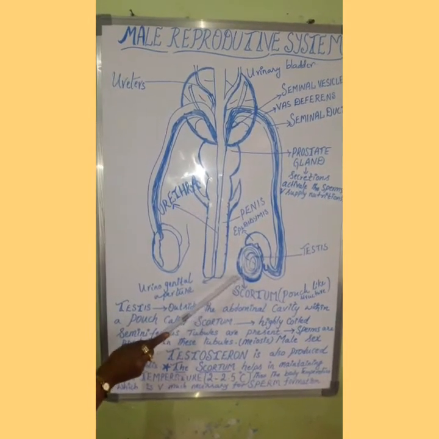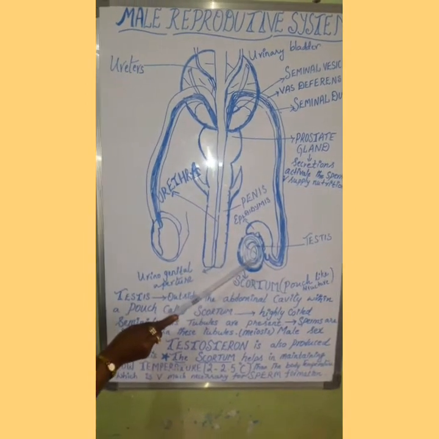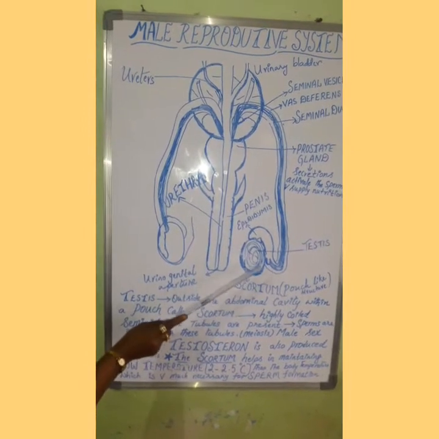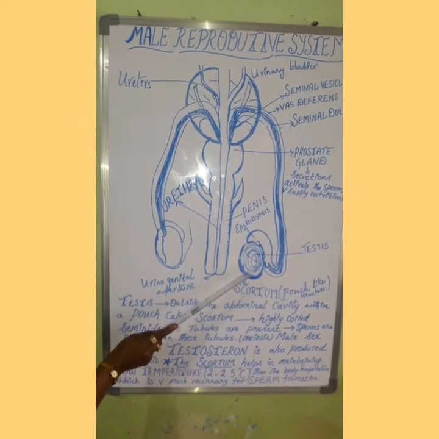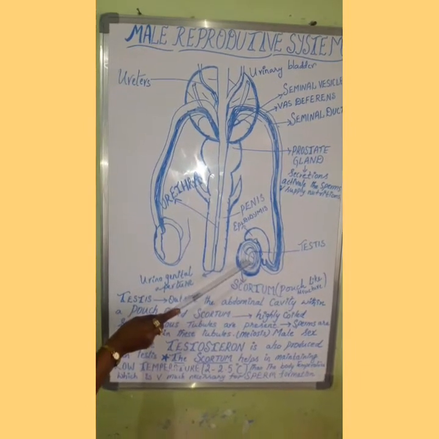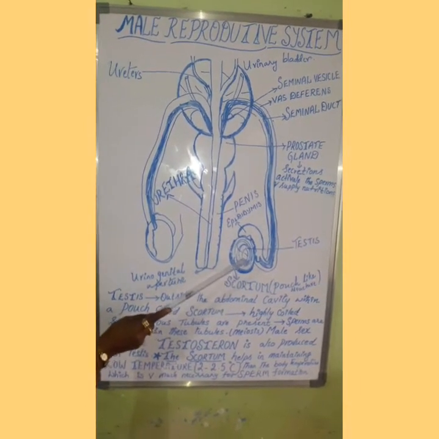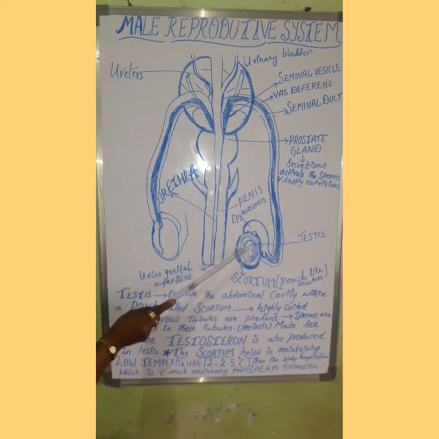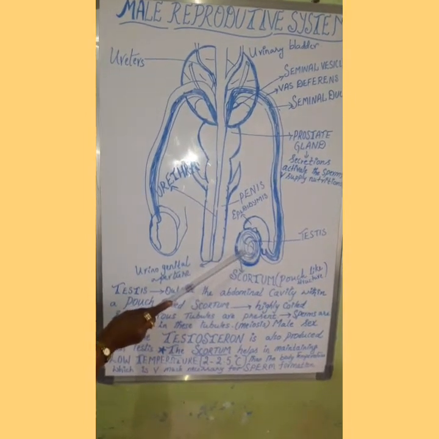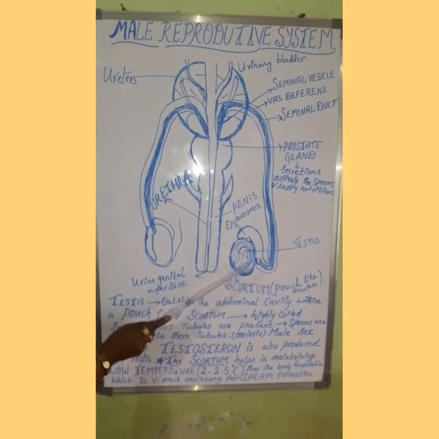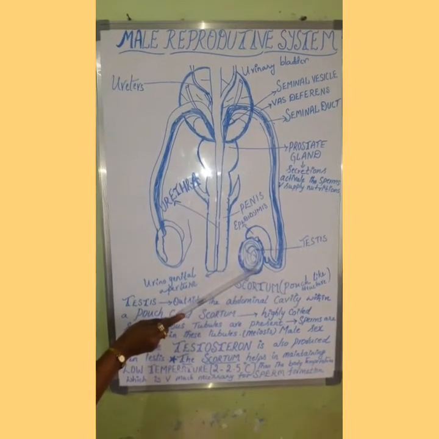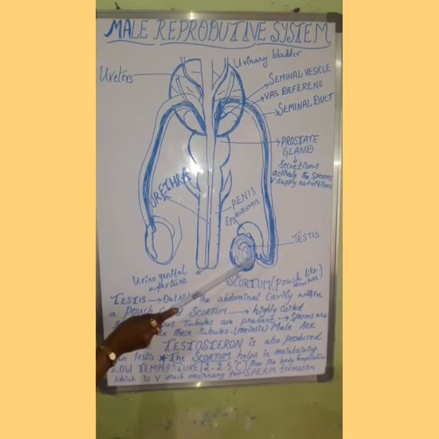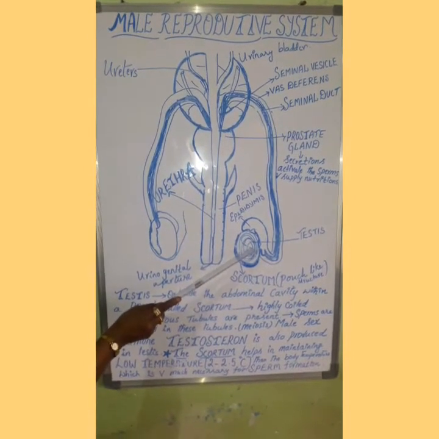The scrotum maintains a lower temperature for the testis, that is 2 to 2.5 degrees centigrade lower than the body temperature, which is very much necessary for sperm formation.